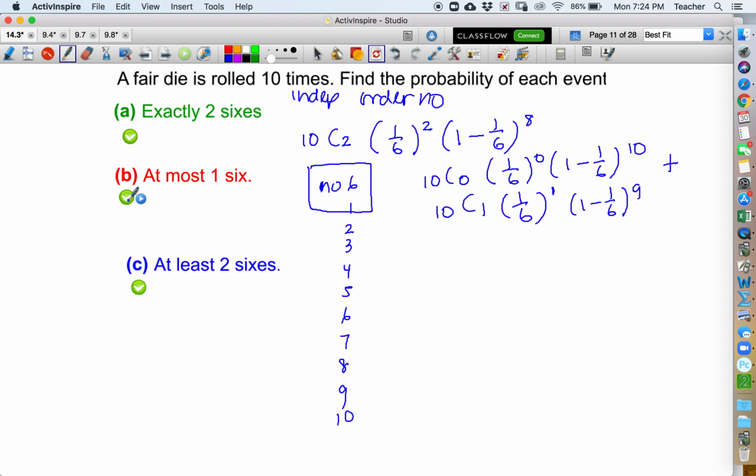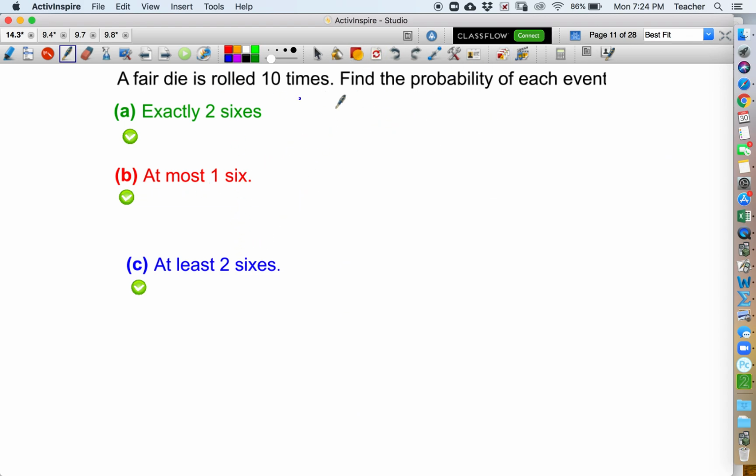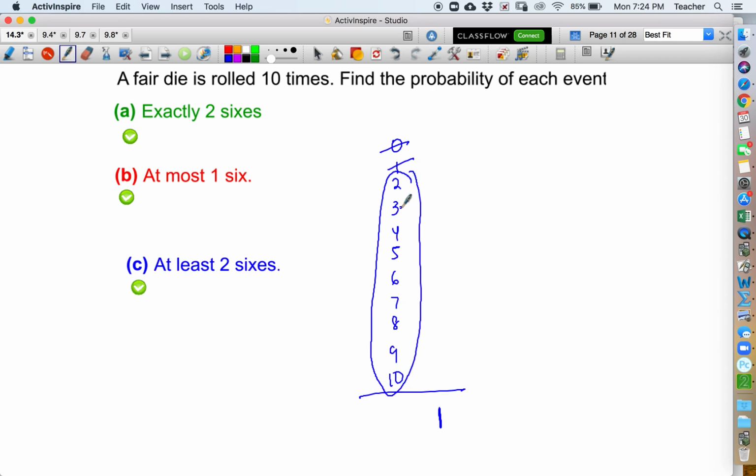To get at least 2 sixes means, let me just do this one more time. You roll it 10 times. So either no 6, 1, 2, 3, 4, 5, 6, 7, 8, 9, 10 sixes. So you can do the probability of getting 2, 3, 4, 5, 6, 7, 8, 9, 10, and add this all up. Or we know that the total probability is always 1. And if we subtract those two probabilities, we're going to end up with the probability of getting 2, 3, 4, 5, 6, 7, 8, 9, 10.